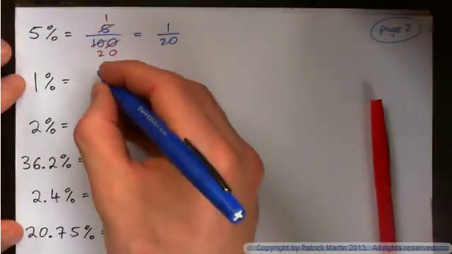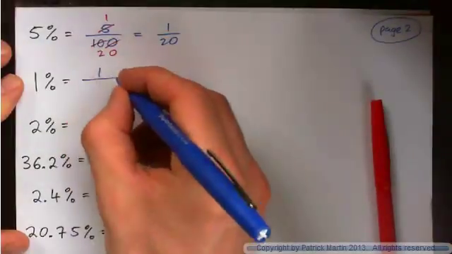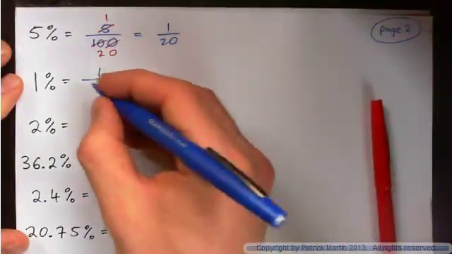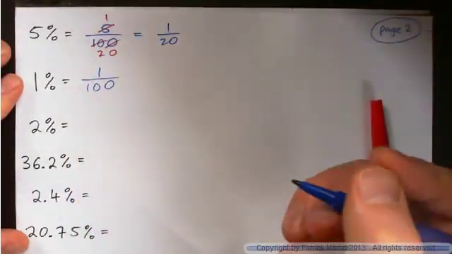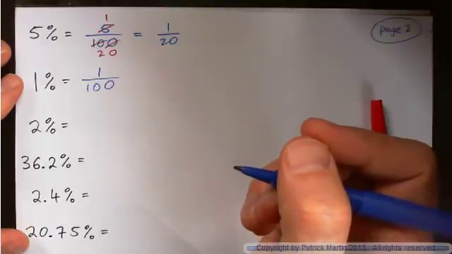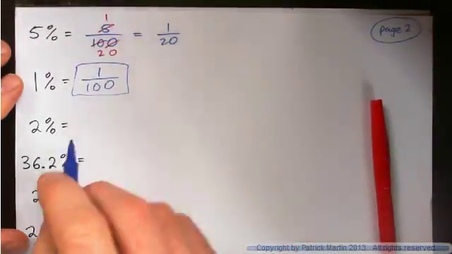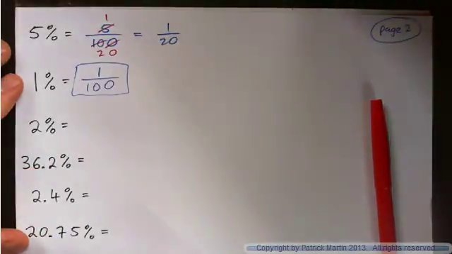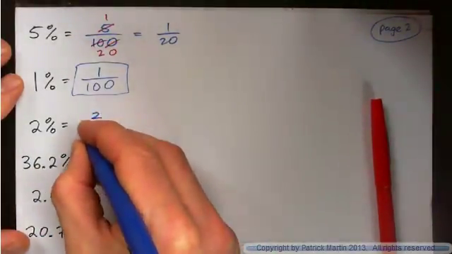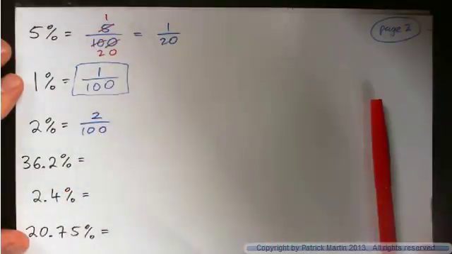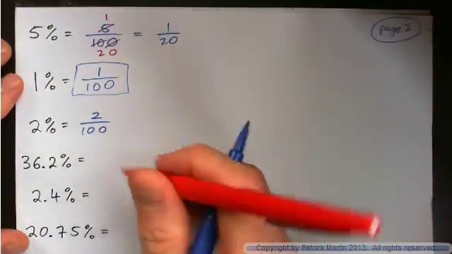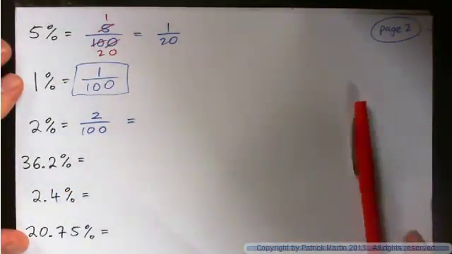Okay, 1% is 1 per 100. Can you put that in lowest terms? No, it's already in lowest terms. We're already done. 2%. 2 per 100. And put that in lowest terms, what do you get?